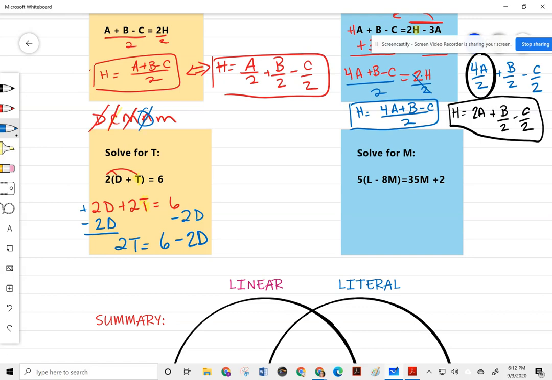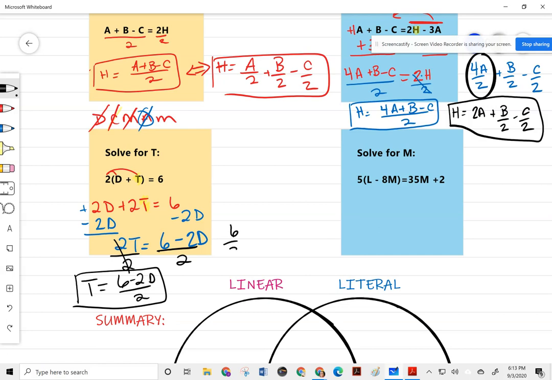And then finally, I need to undo multiplication or division. So now I'm going to undo that multiplication by dividing, and here I'm going to divide. So t is equal to 6 minus 2d over 2, but equivalent to that would be 6 over 2 minus 2d over 2, and then that actually would become a 3 minus, and then this 2 and this 2 would cancel out, and so I have d. So t, if I were to simplify that, t is equal to 3 minus d. So these two are equivalent.